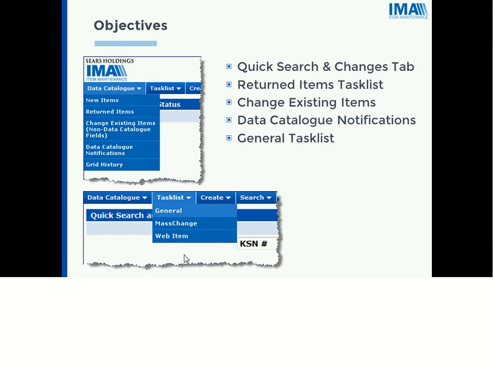So if you look over on the Data Catalog menu in that menu bar, this first picture here, you can see there's a lot more than just new items in grade history that we cover. There's also this general task list that we're going to touch on as well.